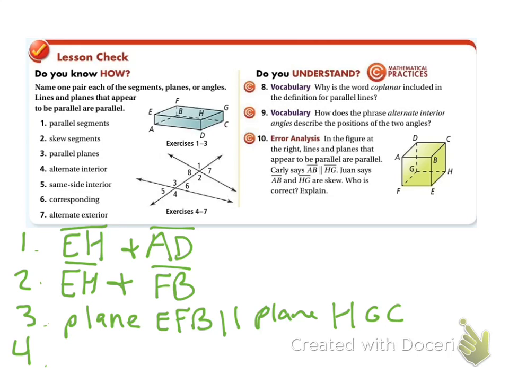Number 4, now we're switching to this angle picture. Alternate interior angles. So interior angles, I'm looking at these 4 guys. And alternate, they need to be on opposite sides. So 8 and 6 are on opposite sides of that transversal. So angle 8 and angle 6. Move up here for number 5. Same side interior angles. So I'm talking about interior angles again. This time I want them on the same side of the transversal. So 2 and 6 would work.